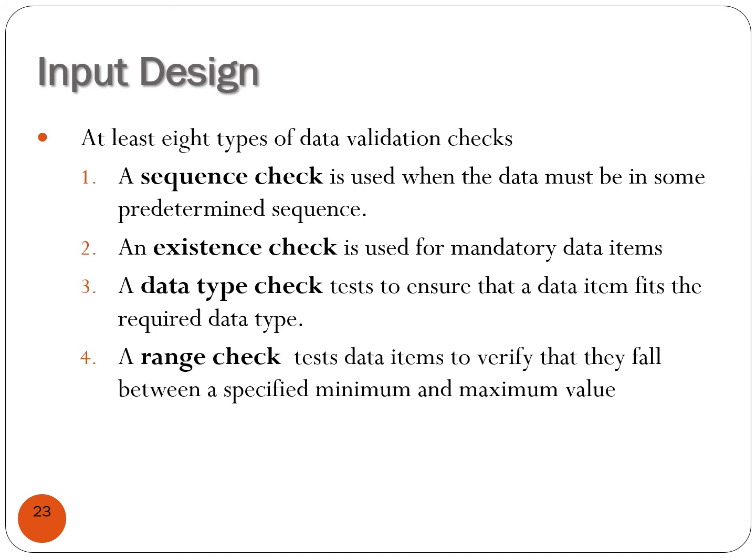Third, a data type check tests to ensure that a data item fits the required data type. For example, a numeric field must have only numbers or numeric symbols. Fourth, a range check tests data items to verify that they fall between a specific minimum and maximum value. For example, the value of CGPA must fall within 0.00 to 4.00.